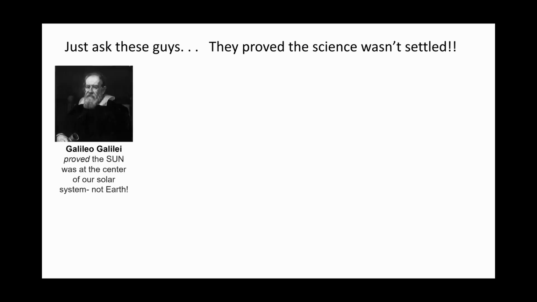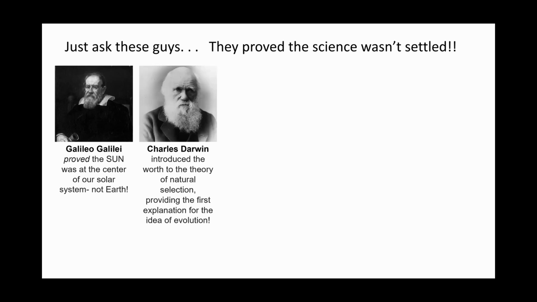So you can just ask these guys, because they proved that science wasn't settled. Well, you can't really ask them because they're all dead, but there's Galileo Galilei, who proved the sun was the center of our solar system, not the Earth. That's a huge deal because for years and years, the consensus was that the sun revolved around the Earth, and he proved it wrong.